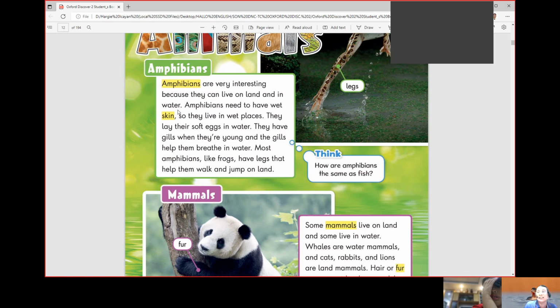Most amphibians, like frogs, have legs that help them walk and jump on land. Okay, amphibians can live both on land and in water. Remember that song? And frogs are called amphibians because frogs can live both on land and in water.